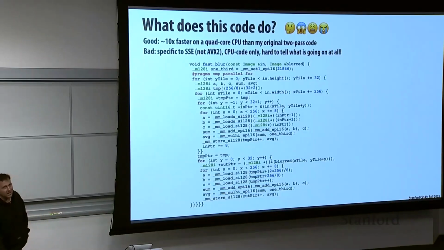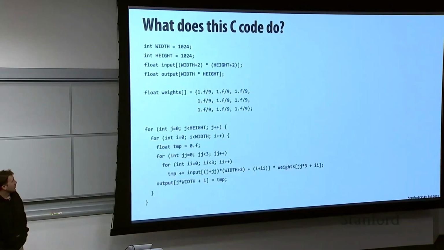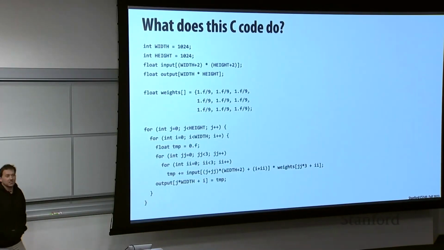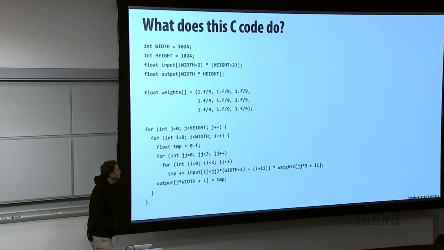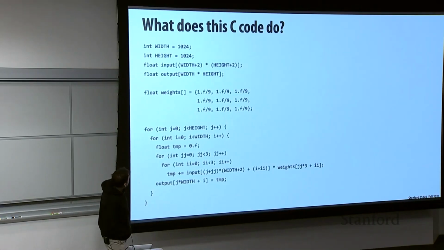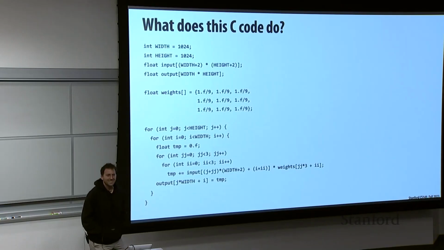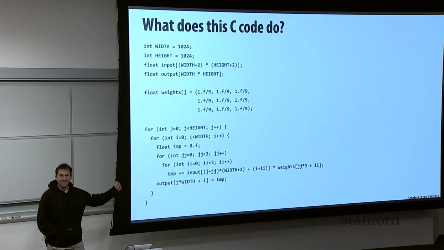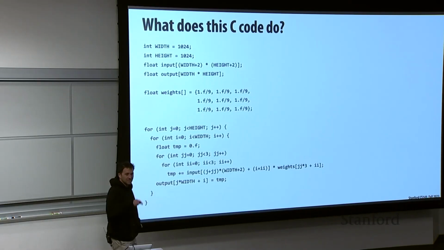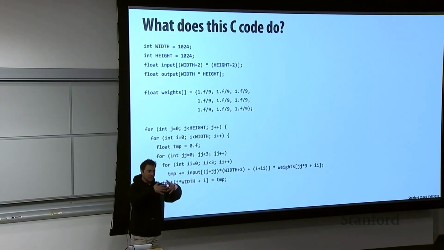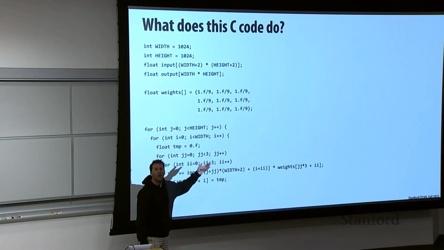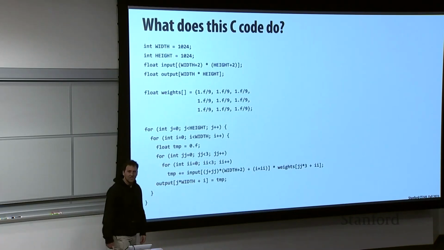Now let me ask you a different question. What does this code do? This is regular C. I didn't give you the function name this time, so you can't cheat. This is a 2D convolution. I give you an image, a 2D array, a matrix of pixels. In this case, it's a monochrome image because there's no red, green, and blue. It's just a single intensity per pixel.